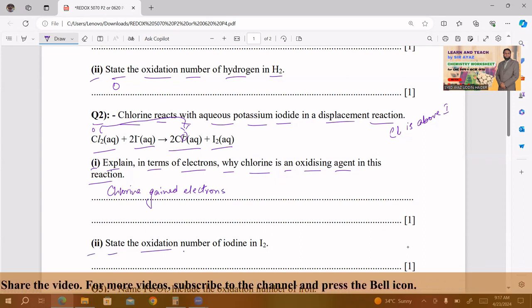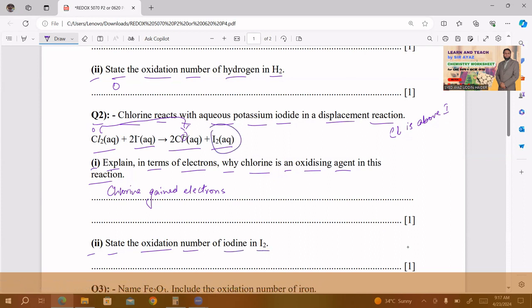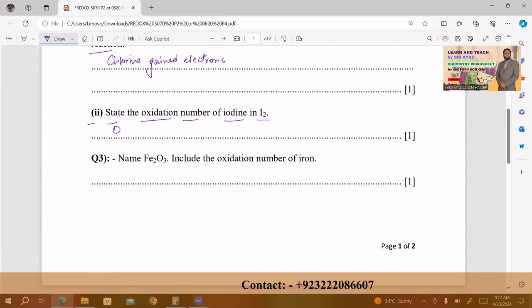Number 2, state the oxidation number of iodine in I2. There isn't any charge on I2, so it must be carrying 0 charge or oxidation number.